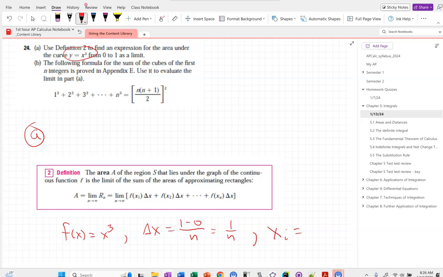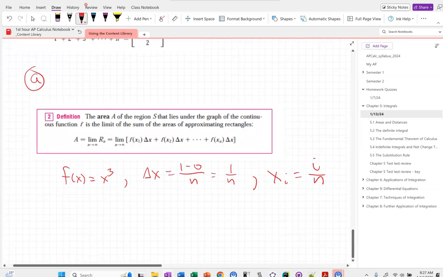Well, my first subdivision is from 0 to 1 over n, right? My second subdivision is from 1 over n to 2 over n. And then from 2 over n to 3 over n. So as I'm changing those, the numerator is changing from 1 to 2 to 3 to 4 to 5, all the way up to n over n, which would be my last subdivision from n minus 1 over n to n over n, right? So my xi should just be i over n.